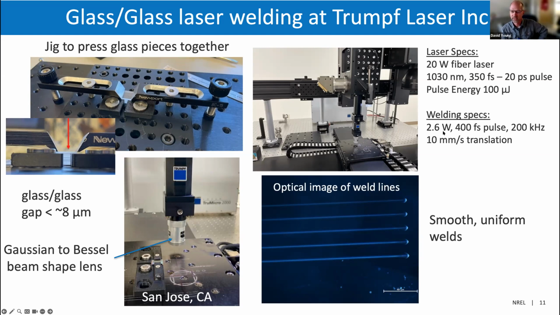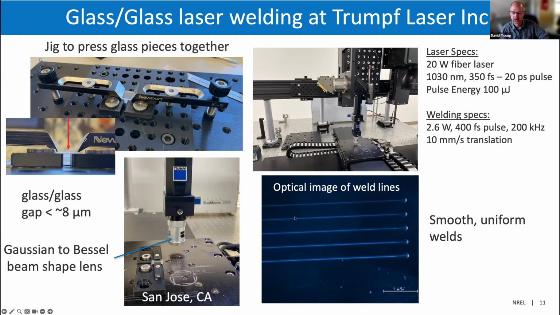The actual weld specs are quite a bit lower than the max specs on the laser. So only about 3 watts are used, 400 femtoseconds, fairly high rep rate. And our translation, these experiments were about 1 centimeter a second. You can go up to, according to Trump, 5 centimeters a second or more with this lasing process. Okay, so this is an optical image of our sample after we brought it back to NREL.